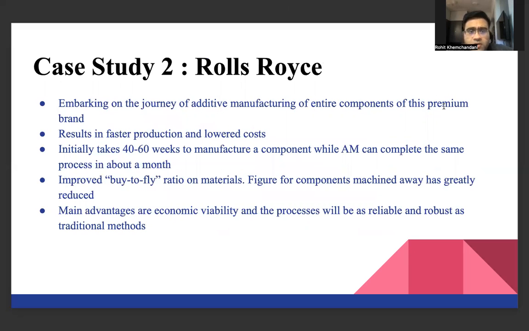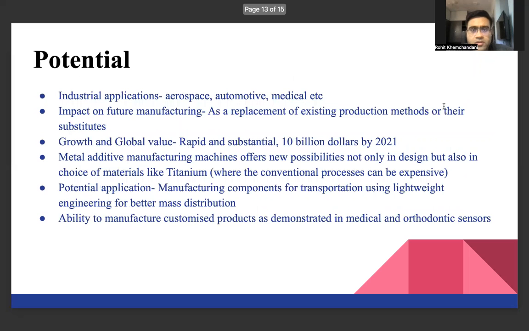Case study 2 is of Rolls-Royce. Embarking on the journey of additive manufacturing of the entire components of this premium brand results in faster production and lowered cost. Initially it takes 40 to 60 weeks to manufacture a component, while AM can complete the same process in about a month. Improved buy-to-fly ratio on materials. The figure for components machined away has greatly reduced. Main advantages are economic viability, and the processes will be as reliable and robust as traditional methods.